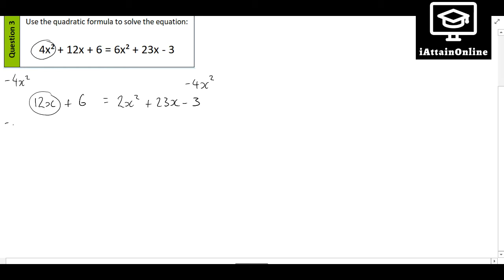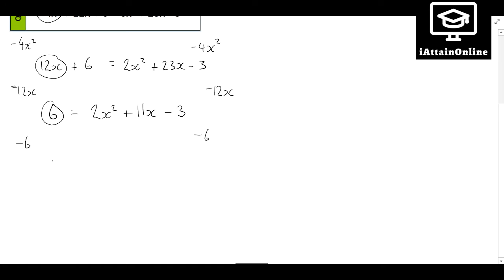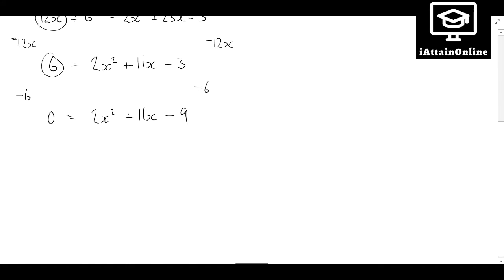So I'm now going to get rid of that 12x. And whatever I do to one side, I have to do to the other. So I end up with 6 equals 2x squared plus 11x minus 3. Then I want to take away the 6, so that there's nothing left on that side. 0 equals 2x squared plus 11x minus 9. Now this is the same as 2x squared plus 11x minus 9 equals 0, because both sides of the equation are the same, so you can just flip them over.